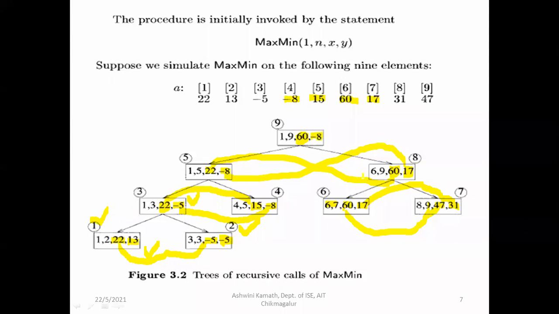And this is the last recursive call. This is the first recursive call, which gets terminated at the end, and it has got the value 60 and minus 8. I hope you understood this concept. If you have any doubts, you can ask me.